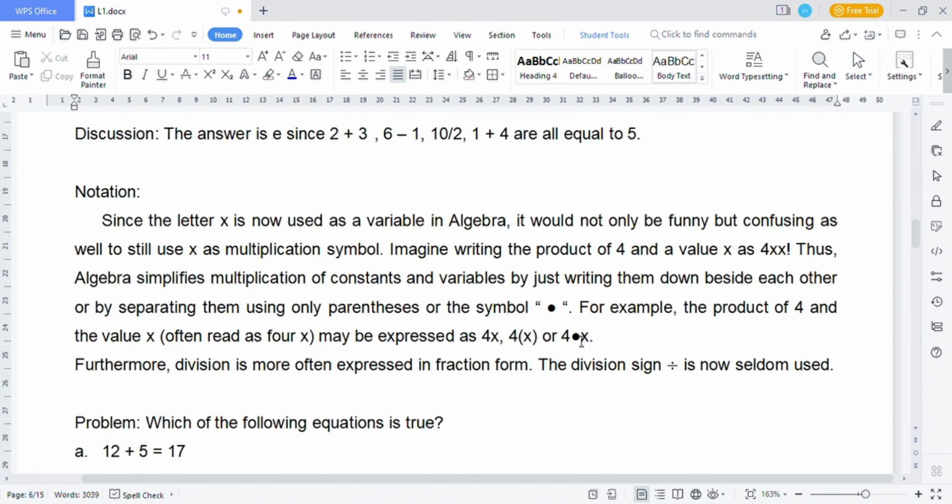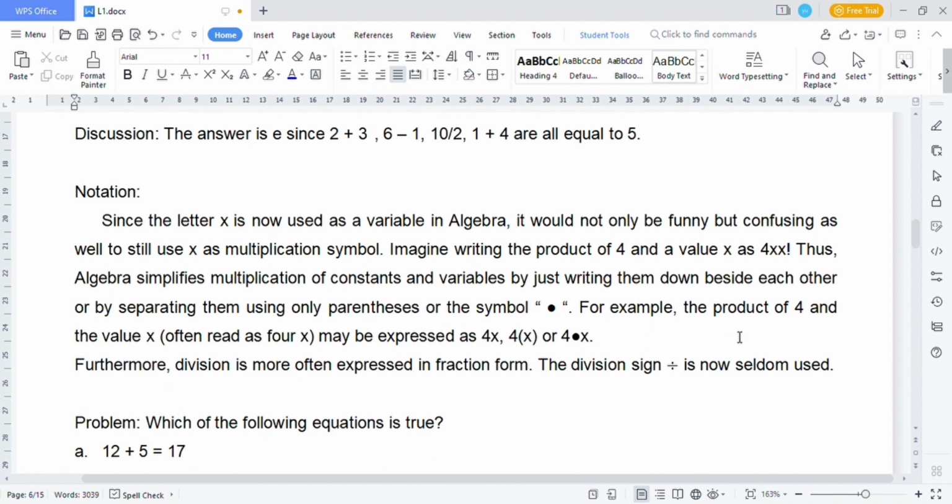Okay, next. Since the letter x is now used as a variable in algebra, it would not only be funny but confusing as well to still use x as a multiplication symbol. So, imagine writing the product of 4 and the value of x as 4 times x. Thus, algebra simplifies multiplication of constants and variables by just writing them beside each other or by separating them using only parentheses or the symbol bullet.